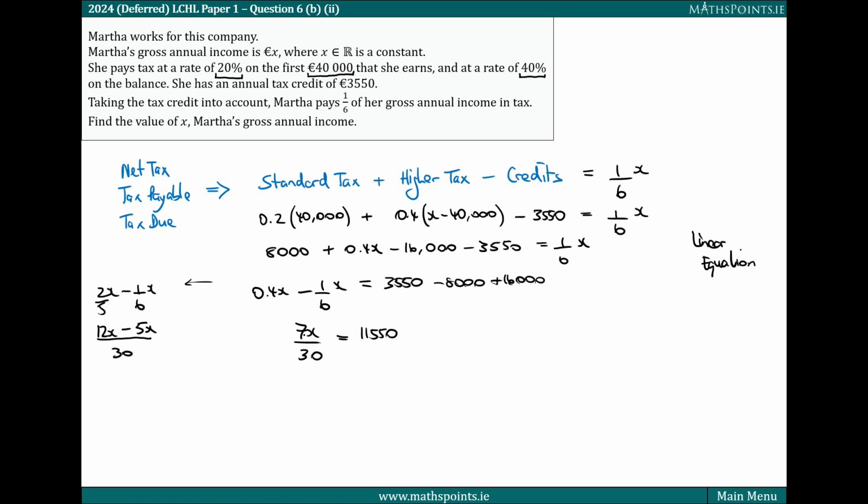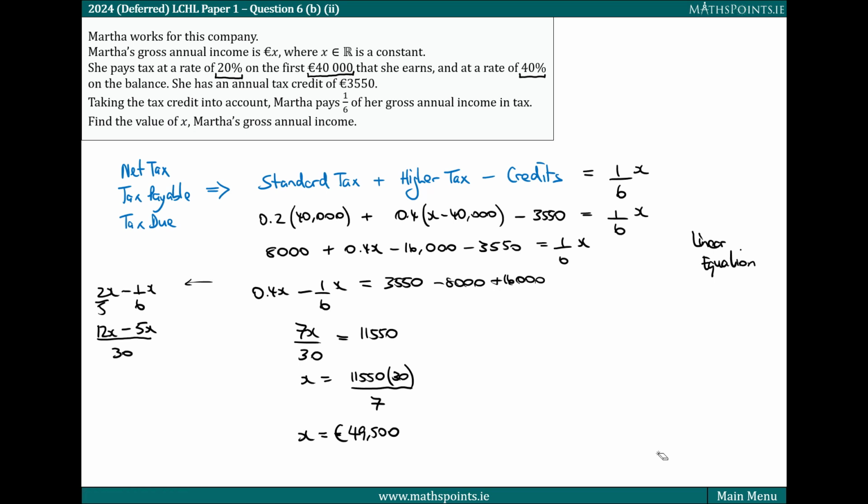I could divide both sides by 7/30ths now, or what I can do is multiply both sides by 30, so 11,550 multiplied by 30, and then divide both sides by 7. And if I do that, I get 49,500 euros. And that's Martha's gross wage.